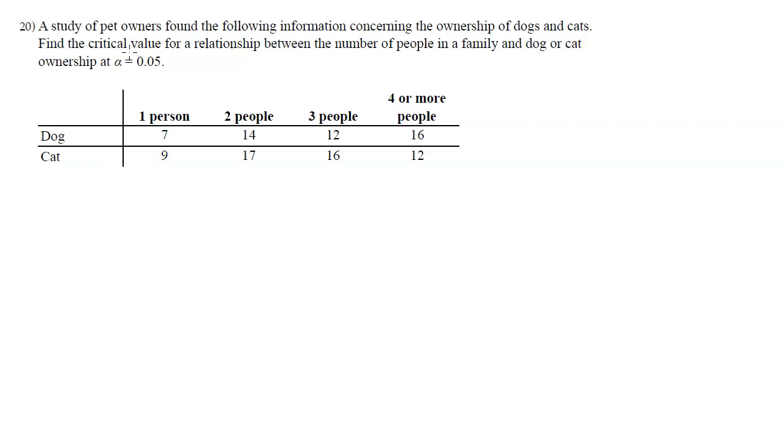Okay, problem 20. A study of pet owners found the following information concerning the ownership of dogs and cats. Find the critical value for a relationship between the number of people in a family and dog or cat ownership at alpha equals 0.05.